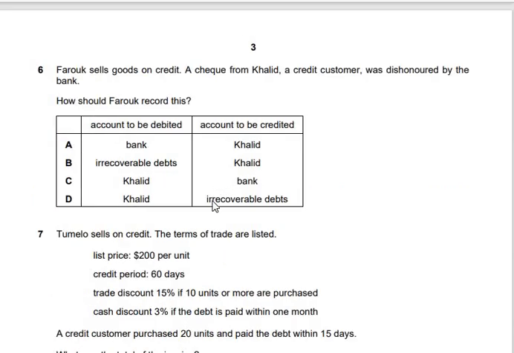Farouk sells goods on credit. A cheque from Khalid, a credit customer, was dishonoured by the bank. How should Farouk record this? So remember, when a cheque bounces, you are going to reverse the transaction. When Farouk was selling goods, he had debited bank and credited Khalid. But now when the cheque bounces, he does the opposite. He cancels the transaction by debiting Khalid and crediting bank.